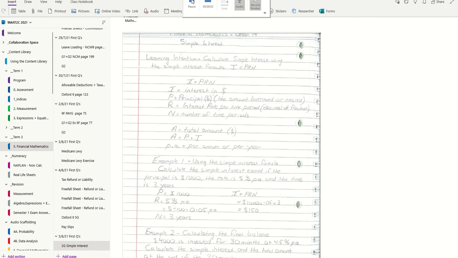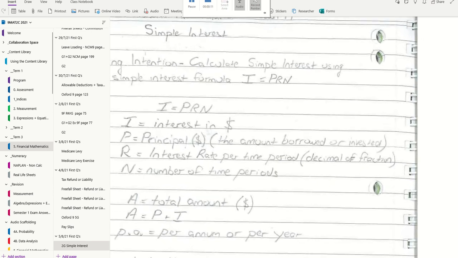Today we're going to have a look at simple interest. So we're moving on from wages and going into simple interest. Our learning intention is to calculate simple interest using the simple interest formula I equals PRN.